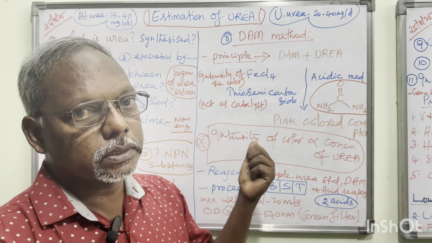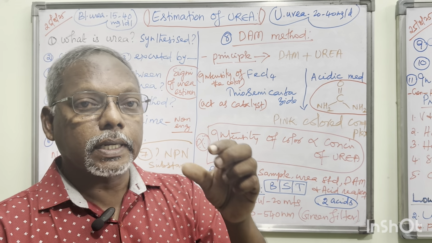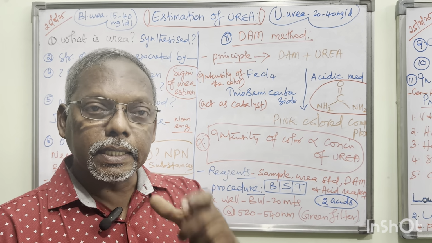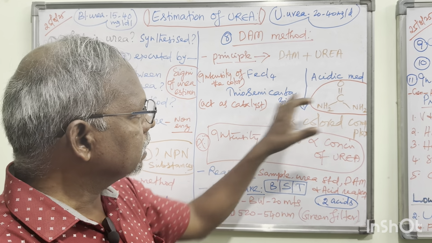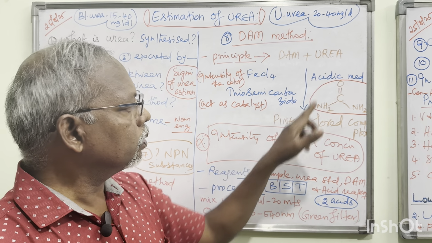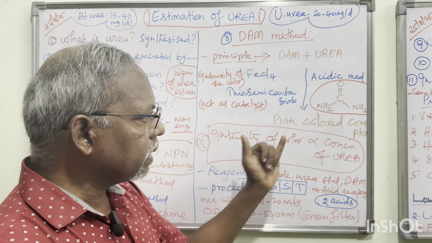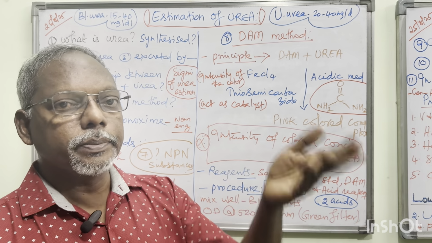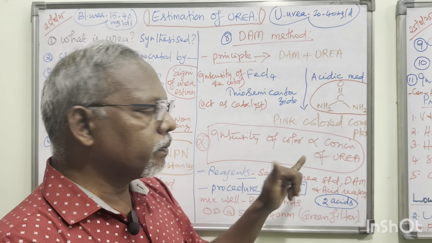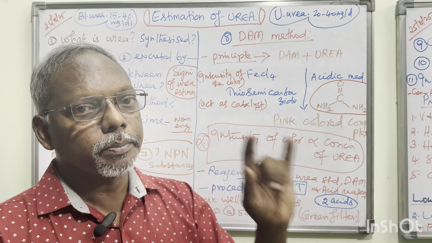What is the role of the ferric chloride ions? It increases the intensity of the color. Thiosemicarbazide acts as a catalyst. So with these three, the DAM reagent condenses with the urea molecule and produces a pink colored complex. After that, this colored complex is measured by colorimetry, right? So the intensity of color is always directly proportional to the concentration of urea present in blood.